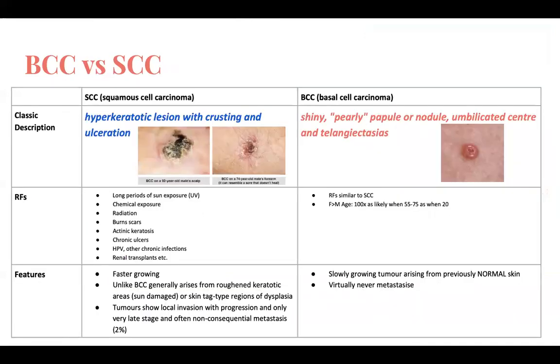So I think it's important to know the classic description. SCC is a hyperkeratotic lesion with crusting and ulceration, versus BCC, which is that shiny, curly papular nodule with an umbilicated center and telangiectasia.